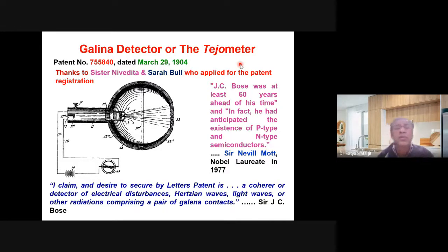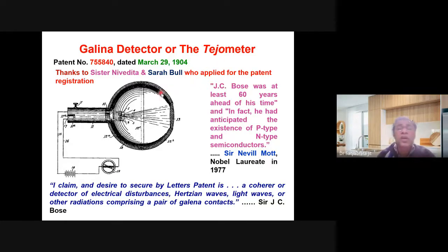But somehow Vivekananda convinced him, and he said okay, he would file the patent, but he would only sign, and not do anything else. Then Vivekananda appointed Sister Nivedita to look into it, and Sister Nivedita contacted Sara Bull. She was the wife of a Senate member of the US, and she was also a business woman. Sara Bull applied for the patent on behalf of J.C. Bose, and the patent was awarded in 1904.